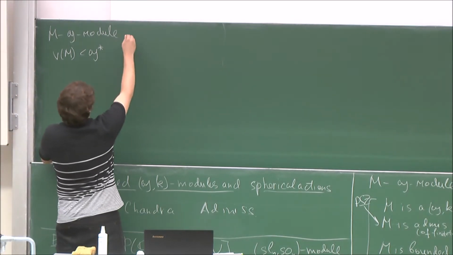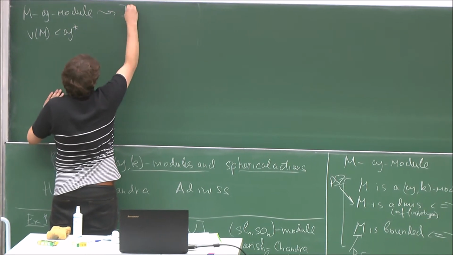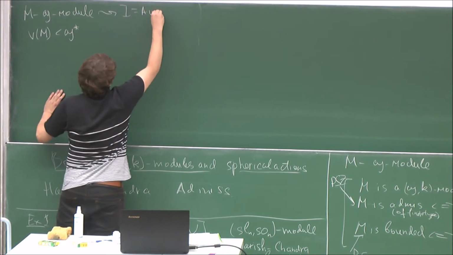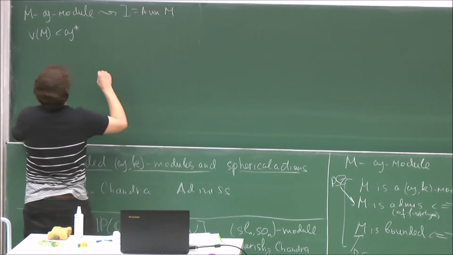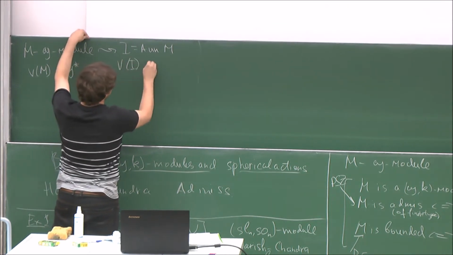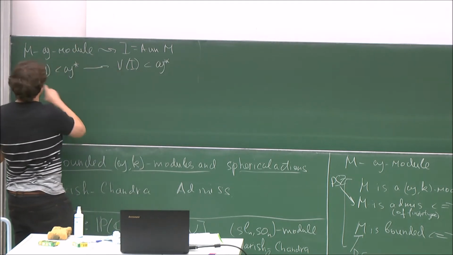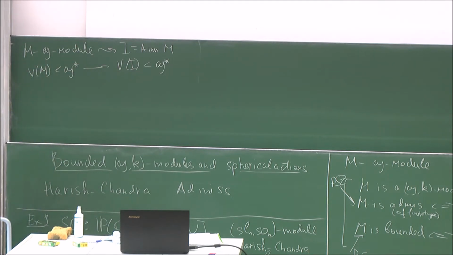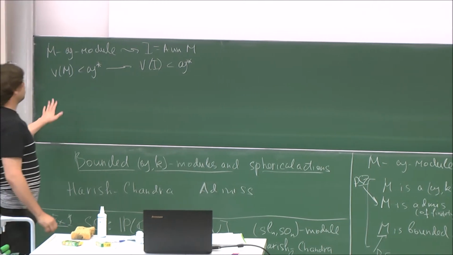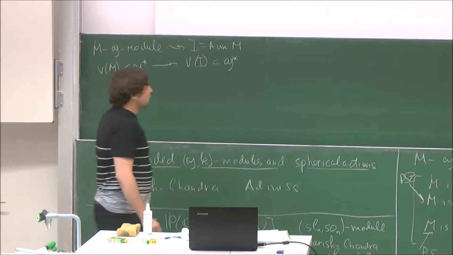And for any G model, you can also assign an annihilator. And this annihilator also would have some variety, which also lies in g star, and there would be a natural inclusion. Okay, so these are the joint invariants which I use to study this stuff.